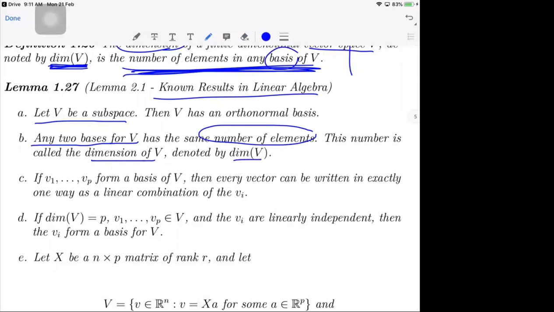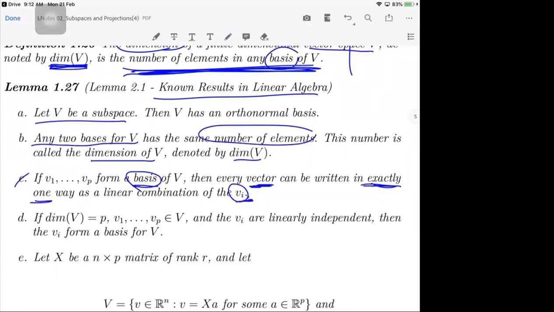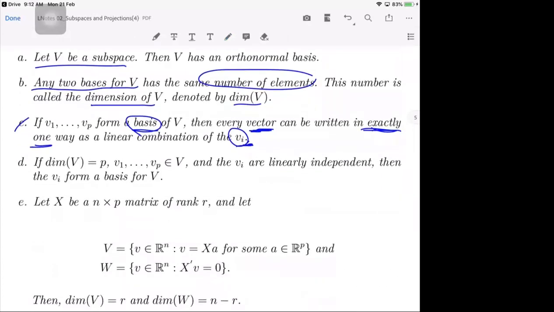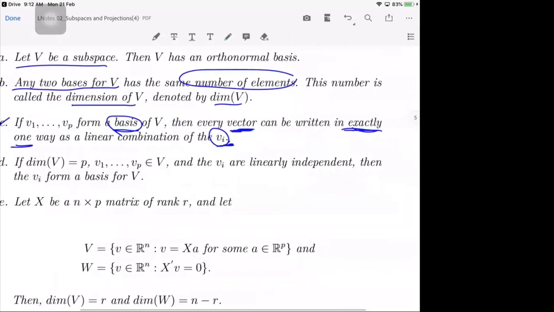That is the notation. So if v_1 to v_p form a basis for V, then every vector can be written in exactly one way as a linear combination of the v_i. So if it is a basis, any vector in the subspace can only be written in exactly one way as a linear combination of the v_i's. So there is uniqueness in how you can write your linear combination.